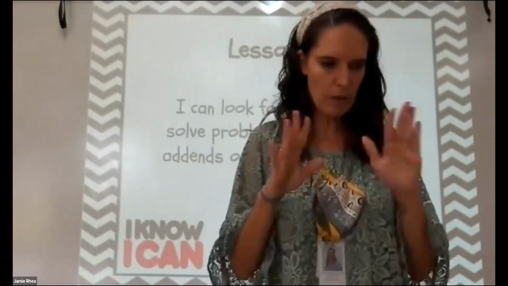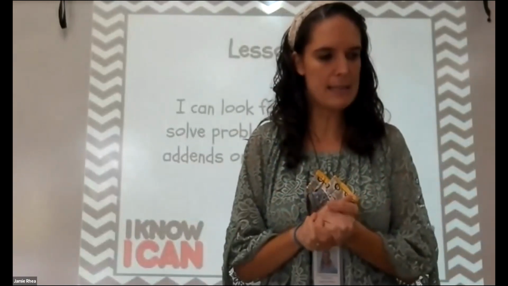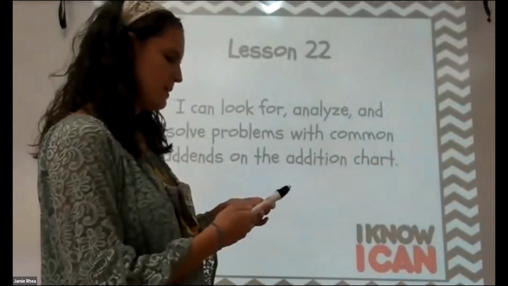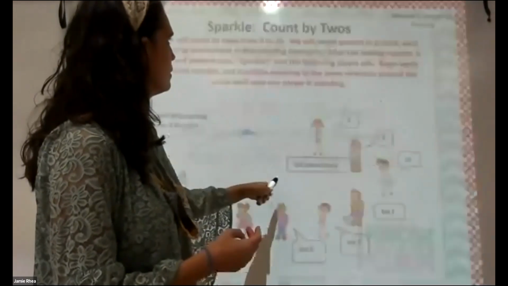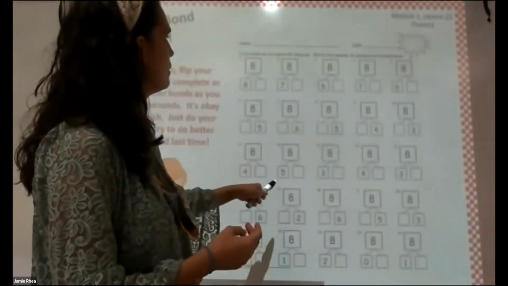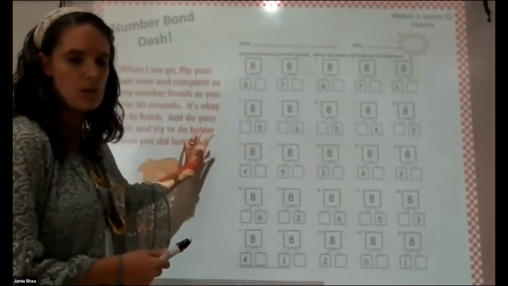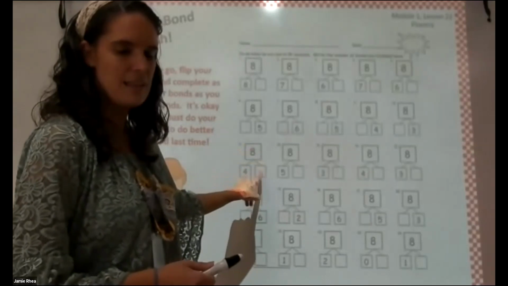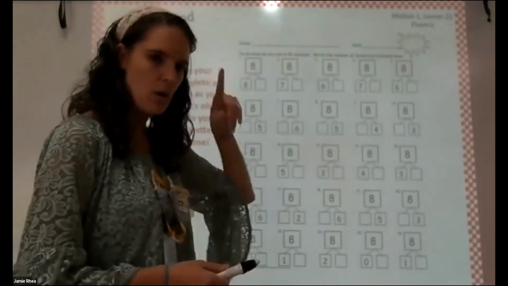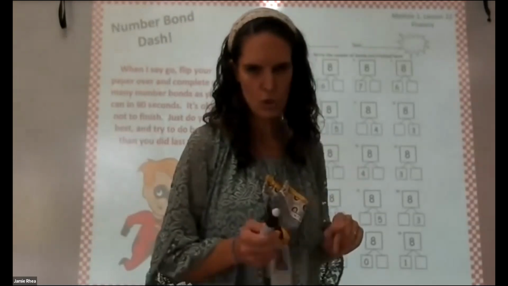But before we can do all that, let's look at some fluency. You guys have fluency, I believe, in your Google Classroom. Number bond dash is in your thing. We're doing the total for 8. You're finding the missing add-in. You can do this. You are number detectives. You can solve this. Don't freak out.